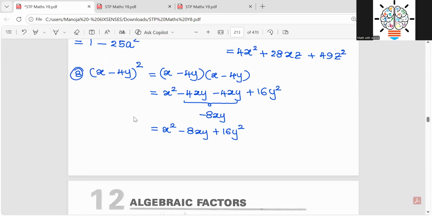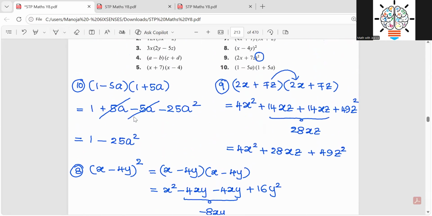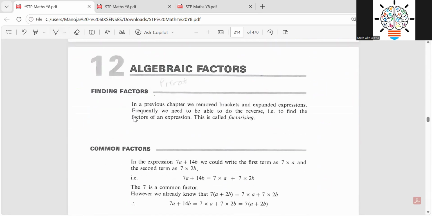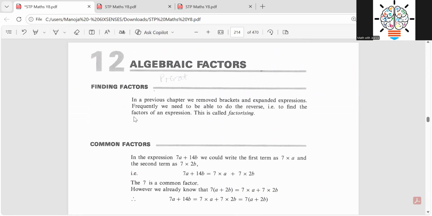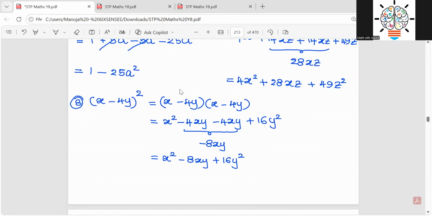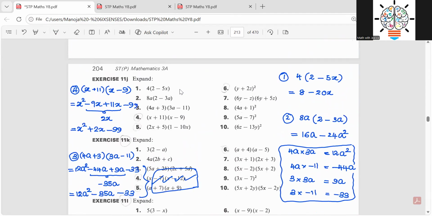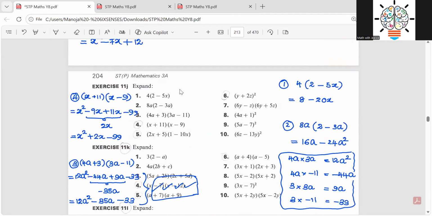Okay, children, so that is the end of the chapter 11 revision. And in the next video, chapter 12 revision, I will show you how to deal with algebraic factors. Okay, children, I hope that you could recall the whole chapter, the different types of questions, the different scenarios where you can apply for all the questions, right?